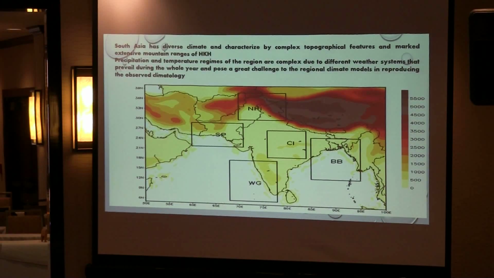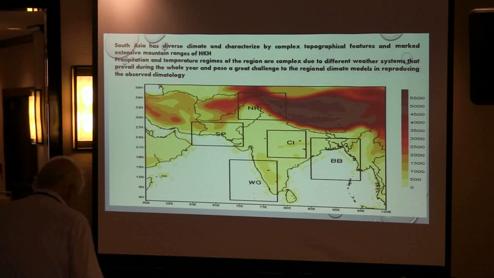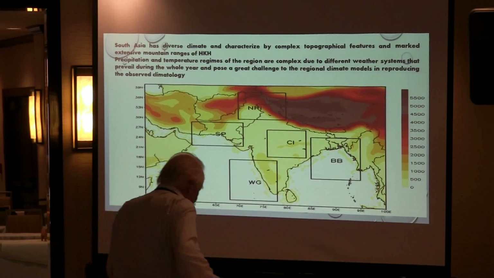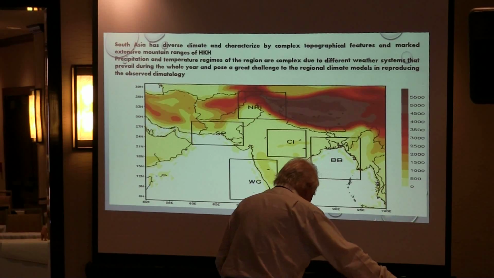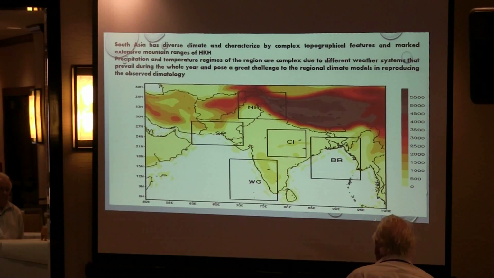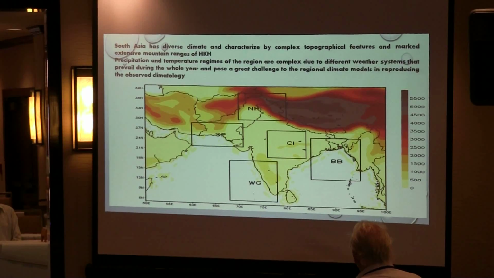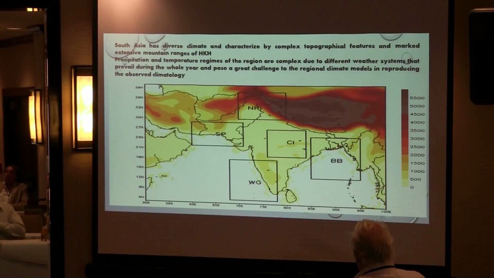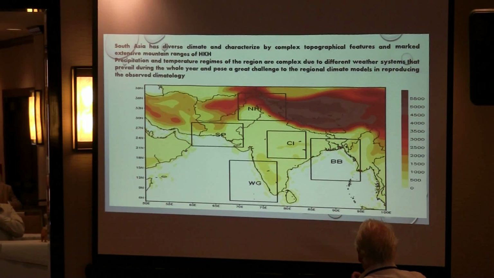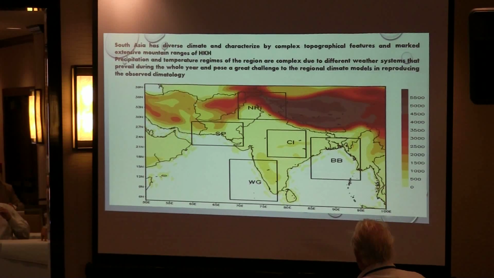This is the topographical map of the study area of South Asia from 50 degrees to 100 degrees east and 5 degrees north to 40 degrees north. It is further divided into sub-regions like Bay of Bengal, Western Ghats, Central India, Northern Pakistan and India, and Southern Pakistan. The topography of the domain is complex as shown in the figure, with high mountain ranges of the Hindu Kush, Karakoram and Himalaya, and different types of weather that pose a great challenge to the climate model in reproducing the observed climatology.